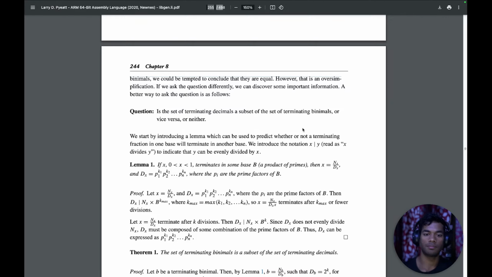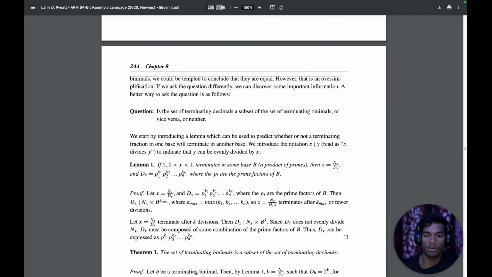Or vice versa? We start by introducing a lemma, which can be used to predict whether or not a terminating fraction in one base will terminate in another base. We introduce the notation x | y, which reads as x divides y, to indicate that y can be evenly divided by x. So 0.1 can be evenly divided by 10, but it can also be evenly divided by 2. So I don't think that is the problem.